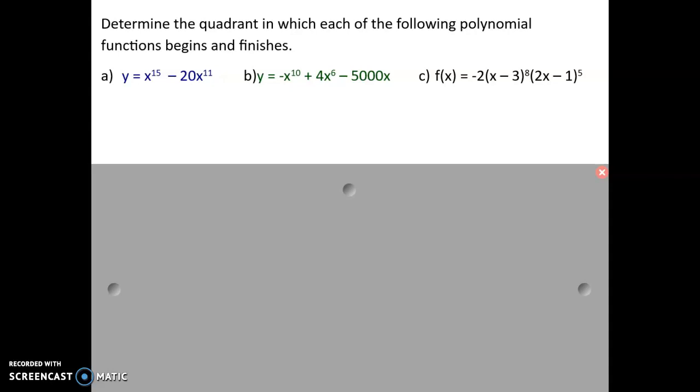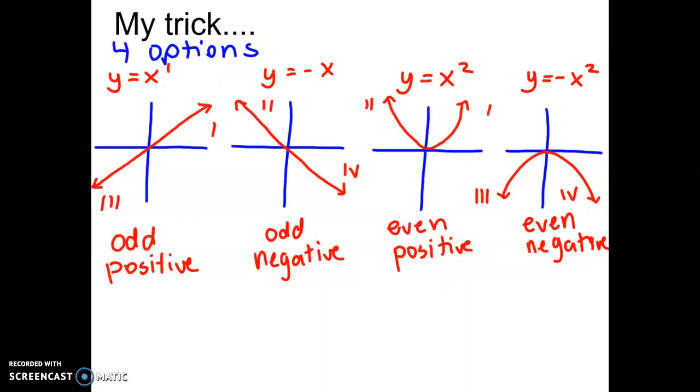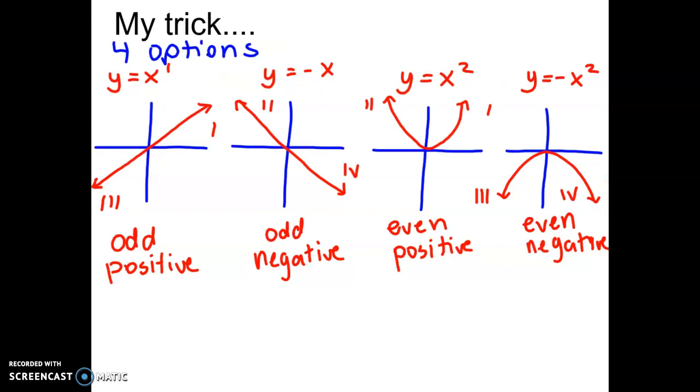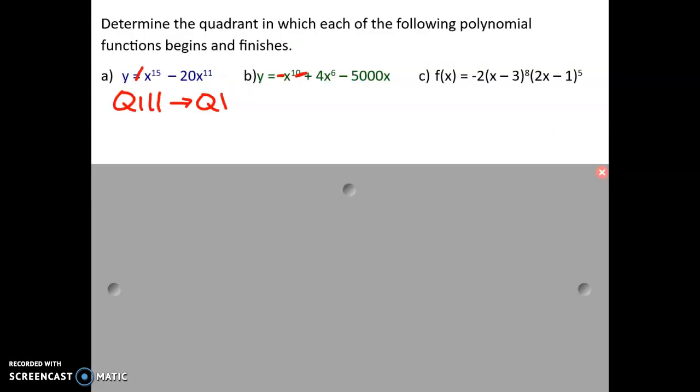The first one has a highest power of 15, so it's odd, and has a positive leading coefficient in front of that. So if it's positive and odd, it's going to act like a line. So it would go from quadrant 3 to quadrant 1. So we say Q3 to Q1. The next one has a power of 10 as its highest power, and a negative out in front. So if it's a power of 10, that means it's even, so it's going to act like a parabola. And if it has a negative out in front, it's going to act like the negative parabola. So it'll go from 3 to 4.